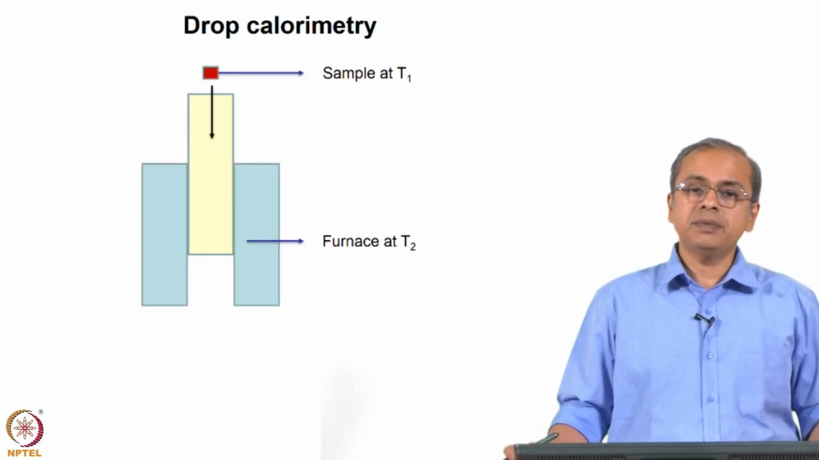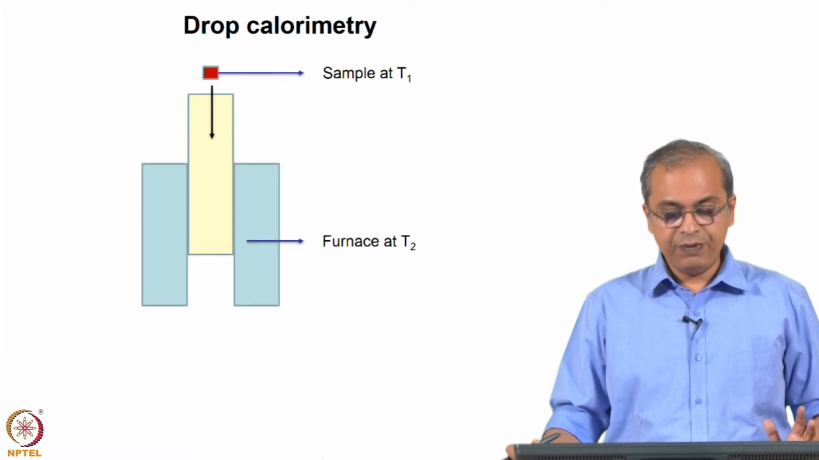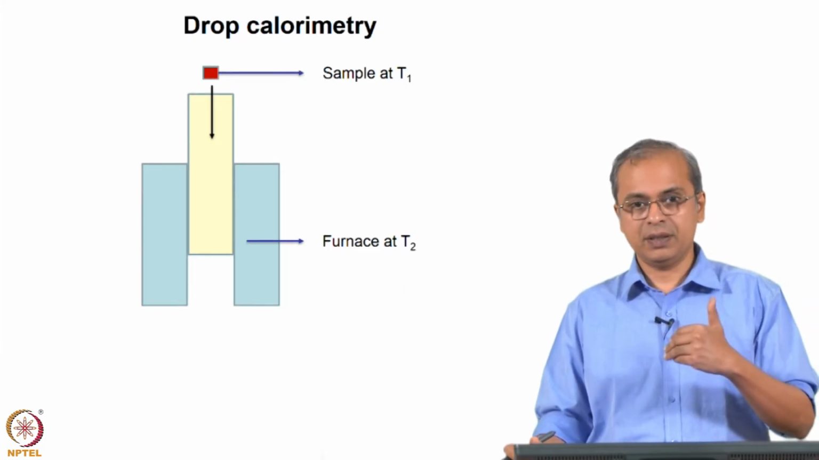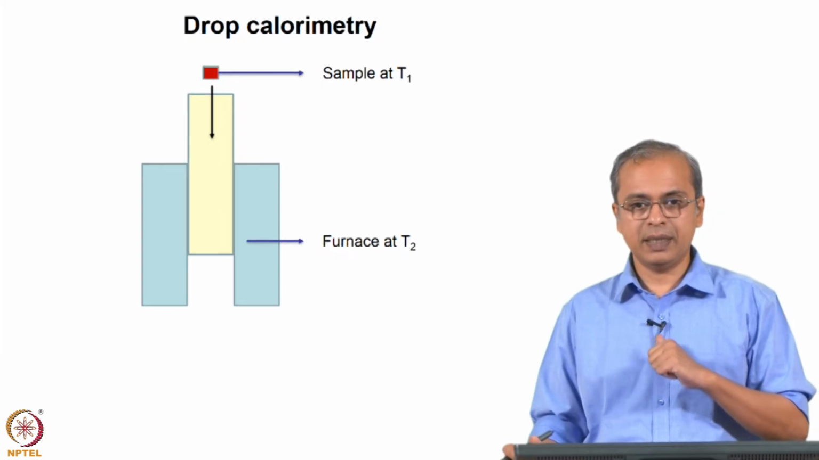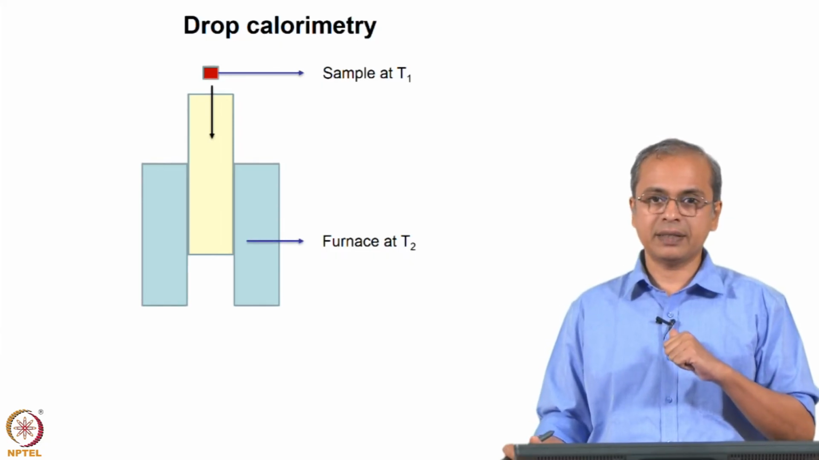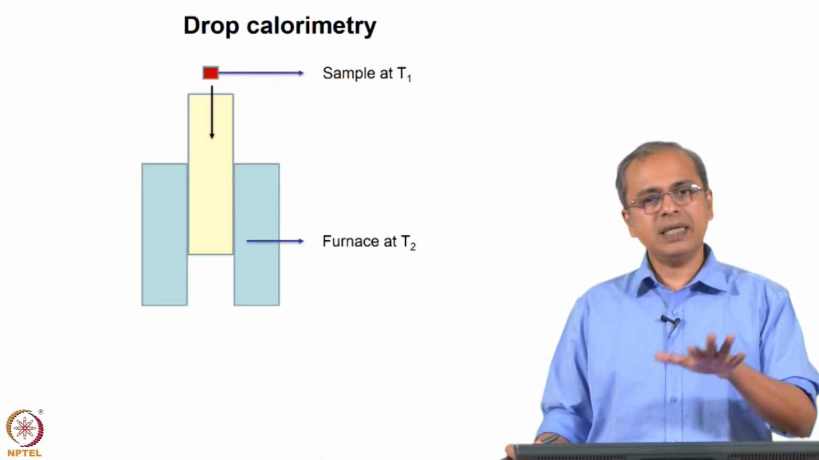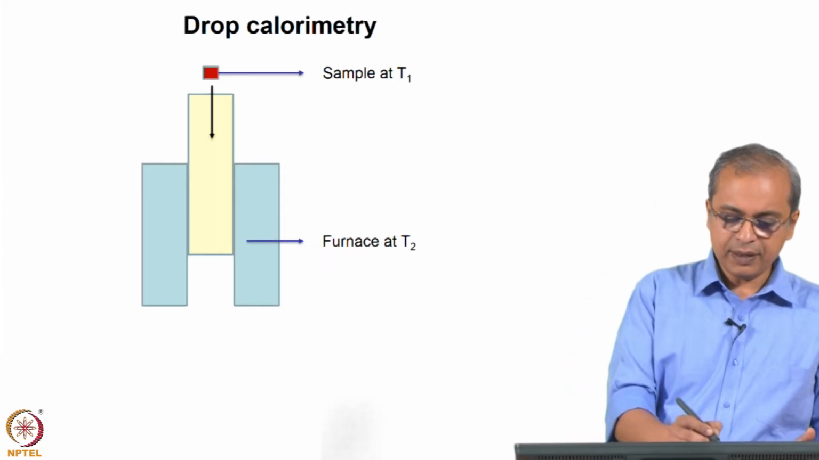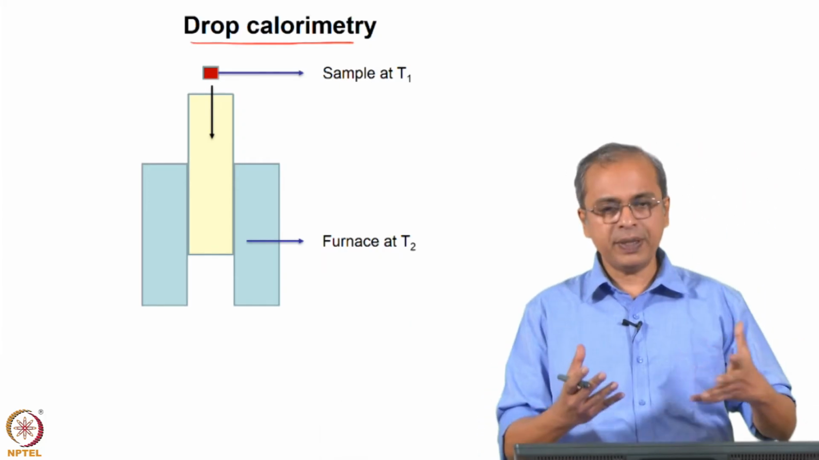Now, many times in thermodynamic systems, we are interested in properties of the system at high temperatures. Okay, so not at room temperature, but at high temperature is the point that we are interested in looking at the system. And therefore, there are some variations on this calorimeter that are used. So, one is called a drop calorimeter.